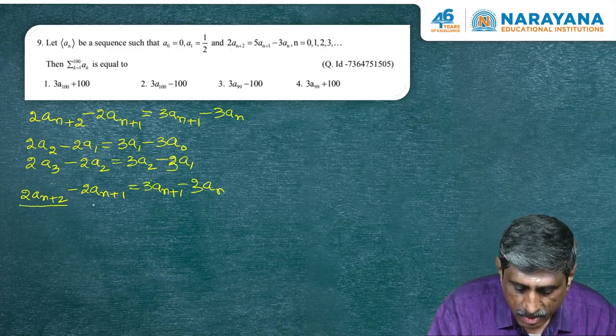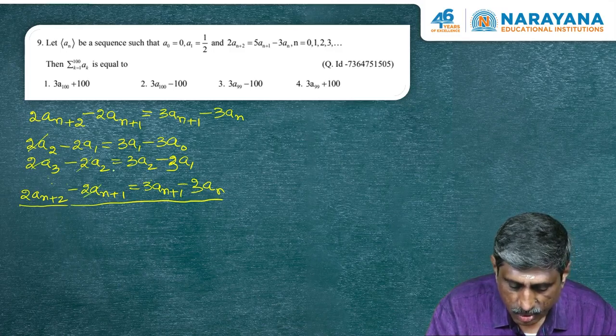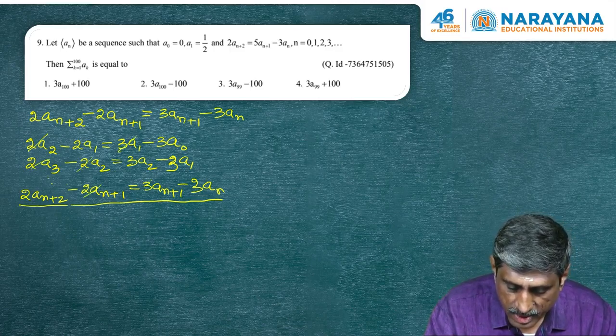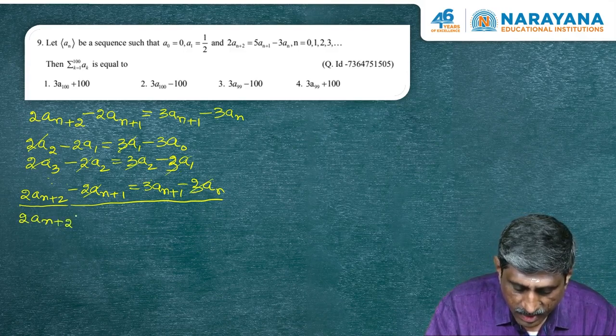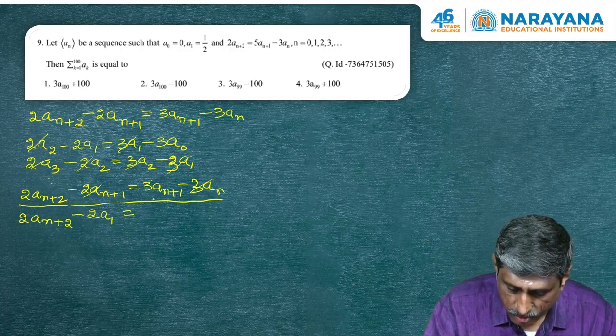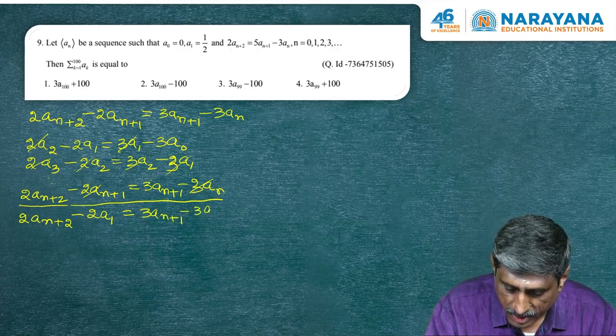When we add all of them, you understand that 2a_2, 2a_2 gets cancelled, 2a_3, 2a_3 gets cancelled, and so on. Similarly, here also 3a_1, 3a_1, 3a_2 all are getting cancelled. Finally, we are getting 2a_{n+2} − 2a_1 = 3a_{n+1} − 3a_0.